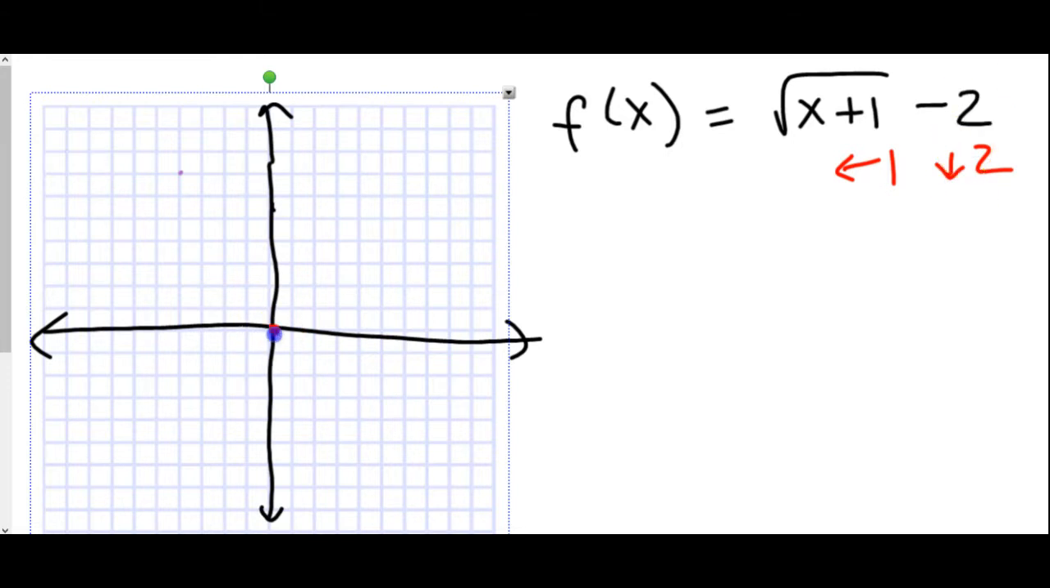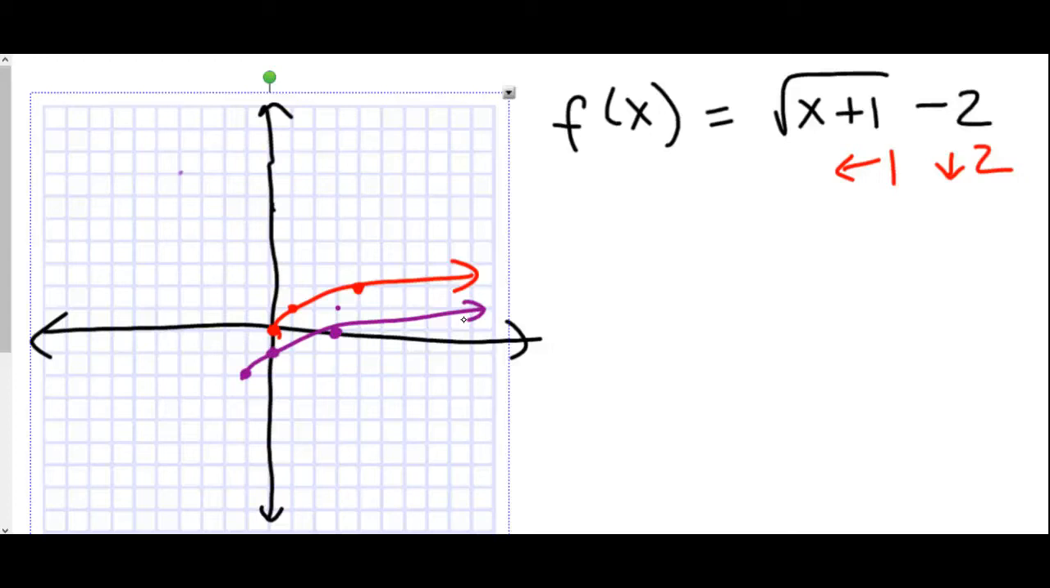So our parent graph was 0, 0, 1, 1, 4, 2. Our final answer, we have to go left 1, down 2 with each of our points. Left 1, down 1, 2. And that gives us our final picture.